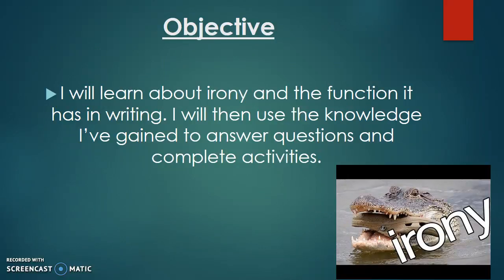All right, our objective today. I will learn about irony and the function it has in writing. I will then use the knowledge I've gained to answer questions and complete activities. Unfortunately, you will not be completing the activities because you are not here with me, sadly, but we will go over irony and the function it has in writing.